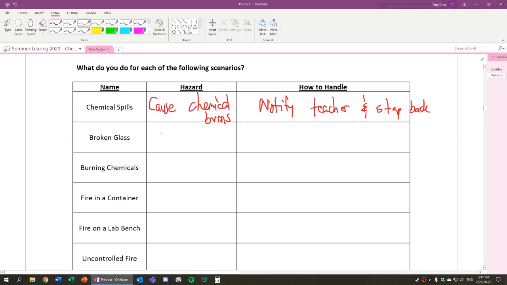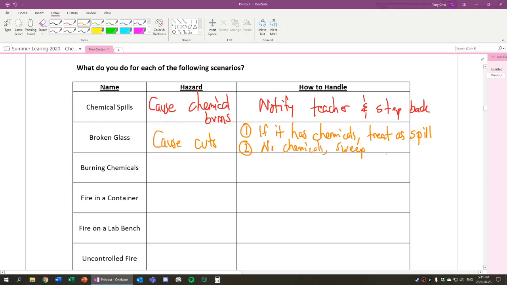Next one is broken glass. This can cause cuts. So this is, depending on the scenario, first one: if it has chemicals, treat as a spill. Okay, so if the broken glass has chemicals, you want to treat it like a chemical spill. Go notify the teacher and step back. But no chemicals? Just sweep it up and put it into a broken glass container.